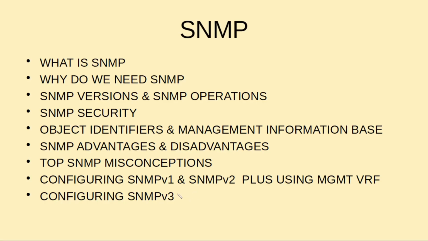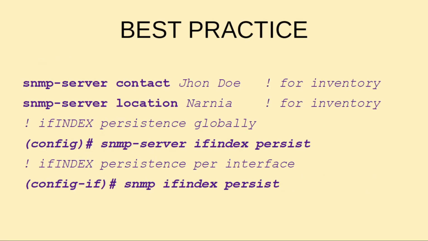We are going to see how to configure version 1, version 2c, and how to configure these two versions when using a management VRF. If you are configuring SNMP for the first time, remember that your agent is off. Before turning it on, we can configure some settings as a best practice, for instance, contact and location. Remember, SNMP helps you maintain an inventory for your devices within your network.